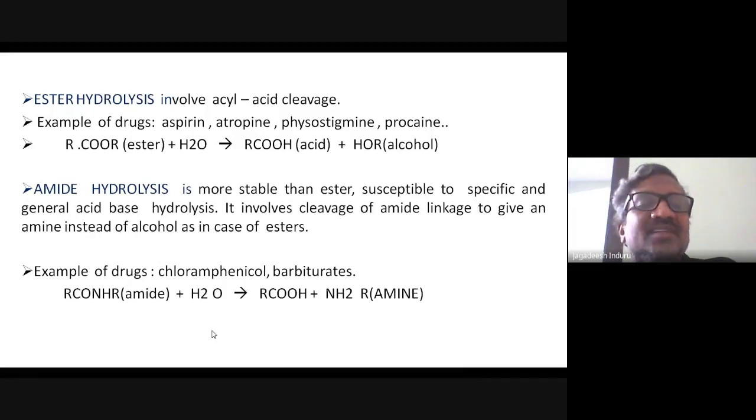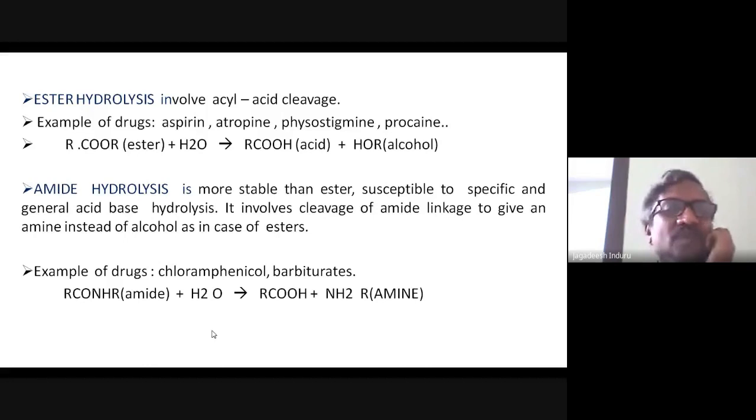So you will be asked this question in the GPAT: which is more stable, ester or amide? Amide is more stable than the ester, but it is susceptible to specific acid-base hydrolysis most of the time. It involves cleavage of the amide linkage to give an amine, instead of an alcohol as in the case of ester, and you have a carboxylic acid. The example is RCONHR, which is cleaved into RCOOH, carboxylic acid, and RNH2, that is an amine.